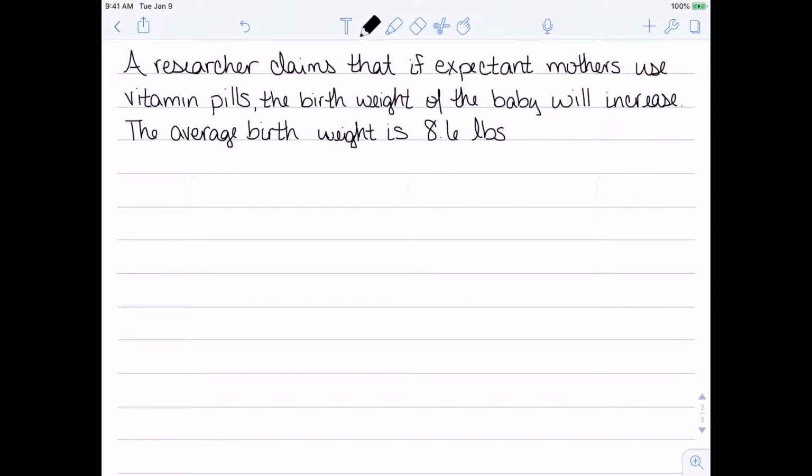A researcher claims that if expectant mothers use vitamin pills, the birth weight of the baby will increase. And we know the average birth weight is 8.6 pounds. So knowing the average gives us the null hypothesis since it's always of the same form. We have mu equal to 8.6. On the other hand, this researcher is claiming that the weight will go up. So the alternative hypothesis would be mu greater than 8.6, since we're assuming that the weight is getting bigger.